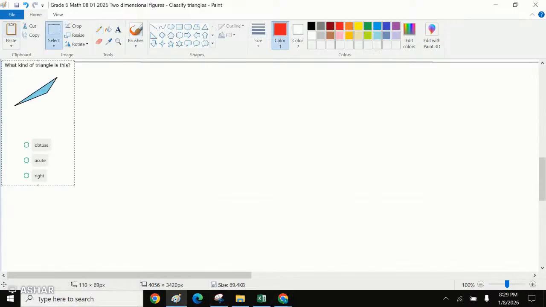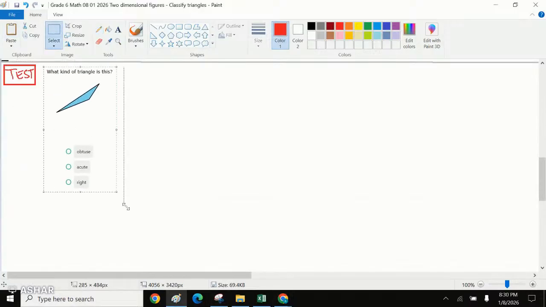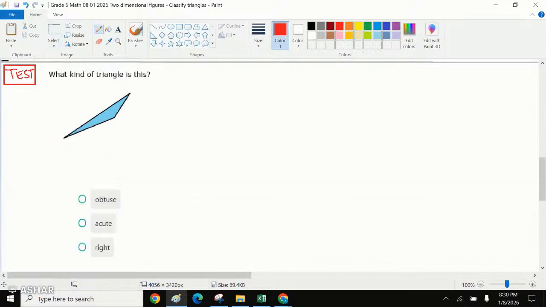In the first question, what they're saying is, what kind of a triangle is this? Is it obtuse? Is it acute? Or is it right? What kind of a triangle is this? Let's do it together.